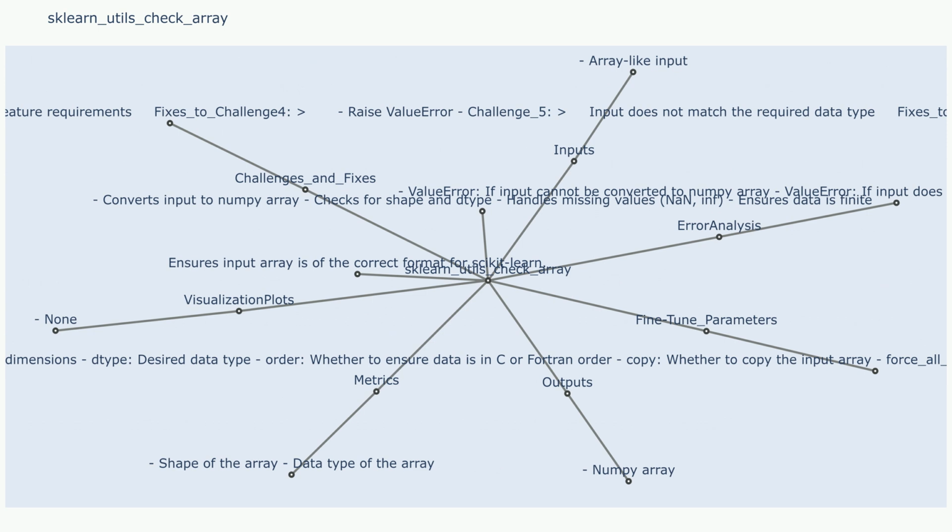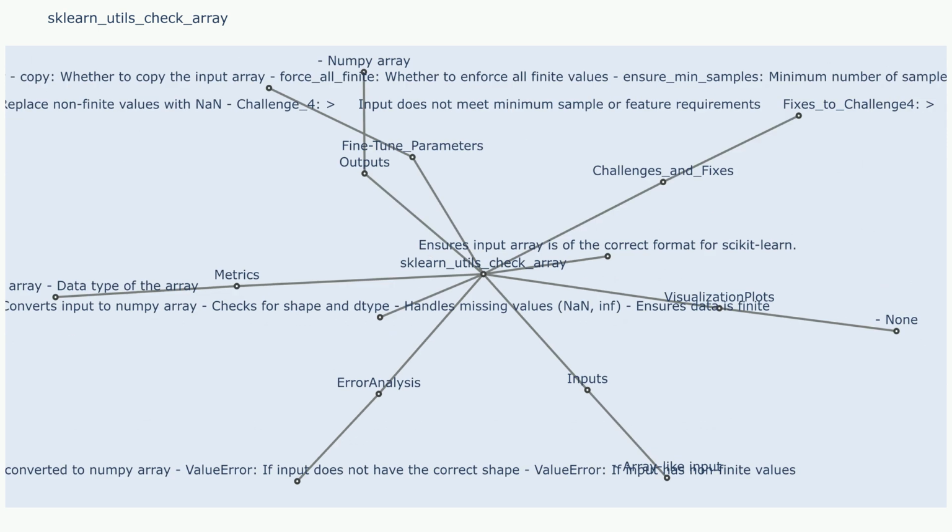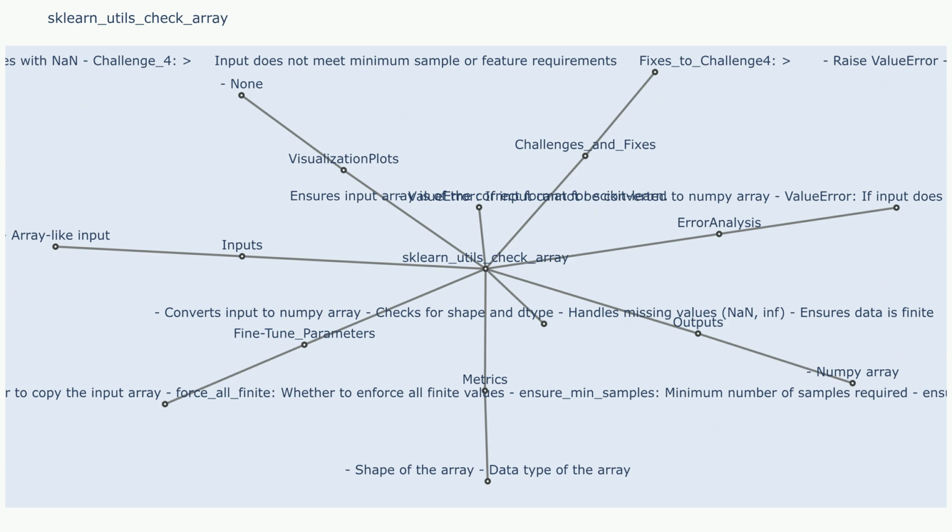Order specifies the desired memory layout of the array: C for C-contiguous (row-major) or F for Fortran-contiguous (column-major). Copy: a Boolean flag determining whether the input array should be copied. Setting it to true ensures that the original array remains unmodified. force_all_finite: a Boolean flag that determines whether to enforce all values in the array to be finite, not NaN or infinity. If true and a value is found to be non-finite, a ValueError is raised.